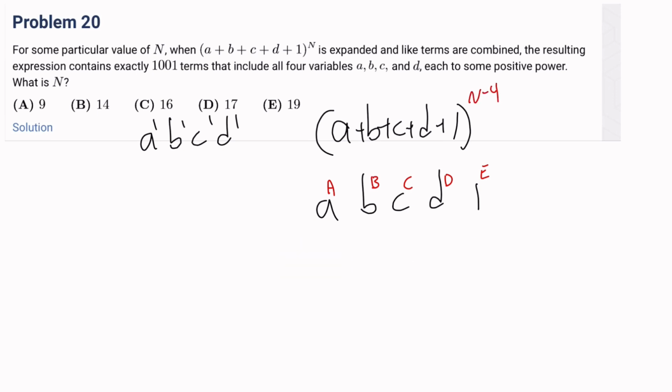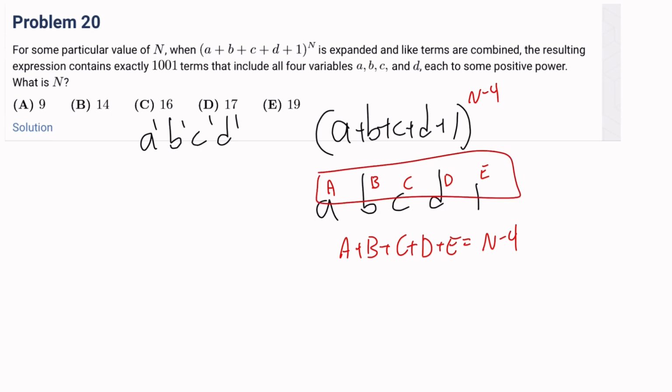And so now we can see that if the power of a is big A, and if the power of b is big B, and all the way to if the power of 1 is big E, then we can say that A plus B plus C plus D plus E equals n minus 4, right? Now we have to decide what values will go in A, B, C, D, and E, right?